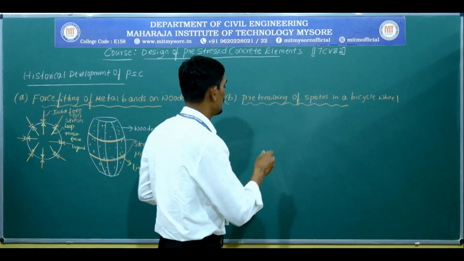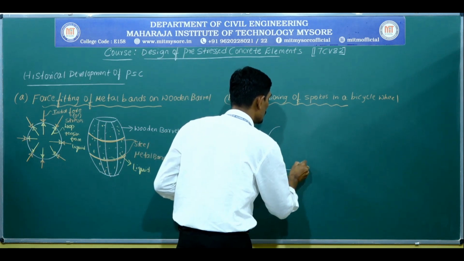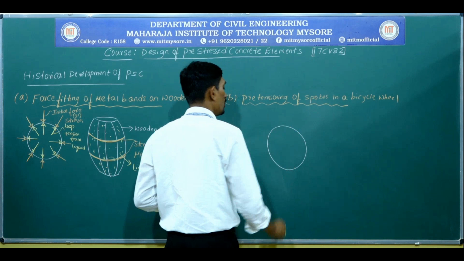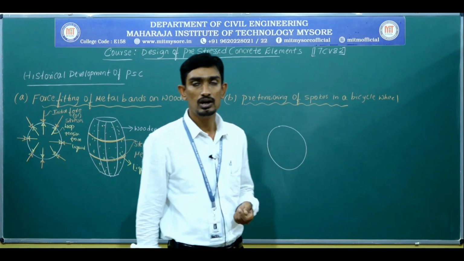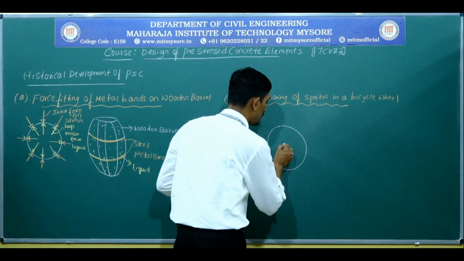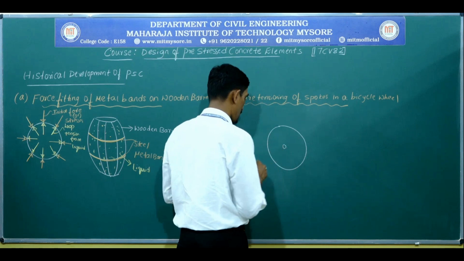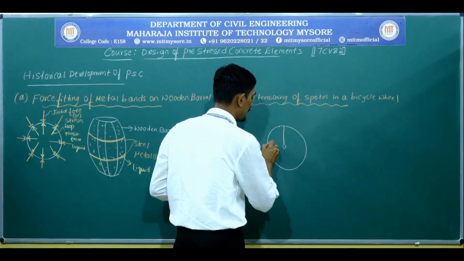So now let us draw the bicycle wheel with the spokes. You people have ridden a bicycle in your childhood days. Okay, how exactly it looks, you already know that. So let me draw this. So this is a spindle. To this, the spokes are connected.